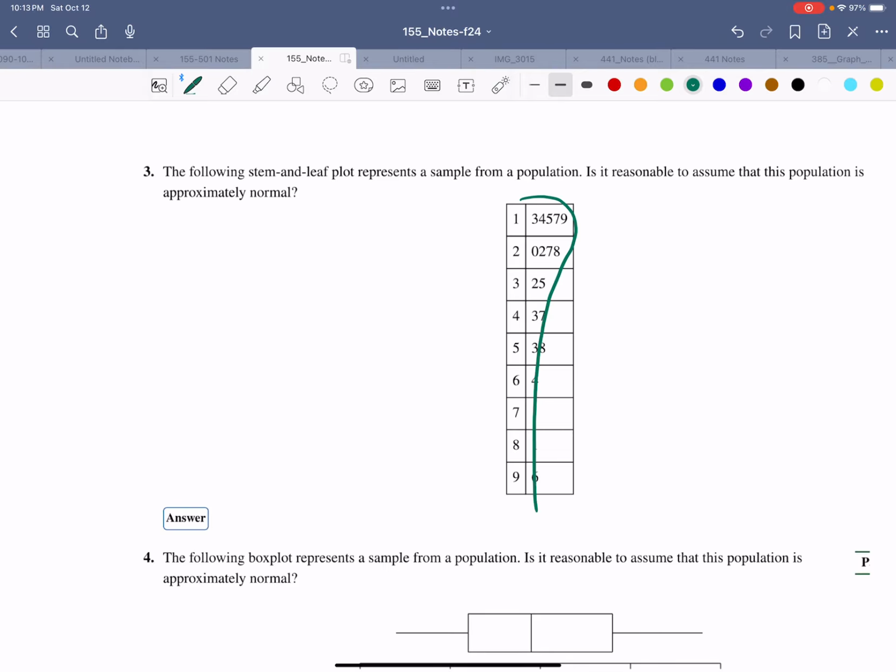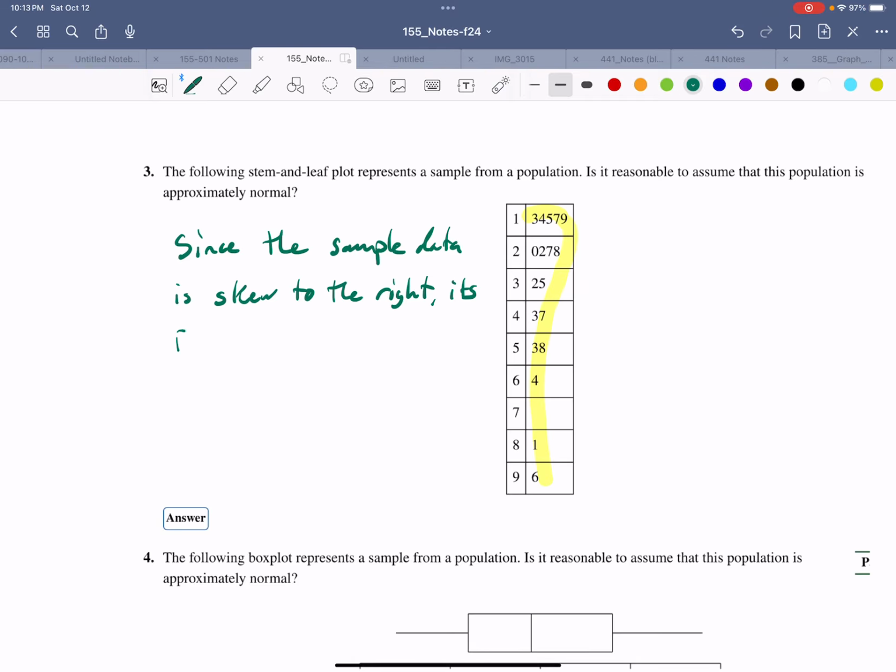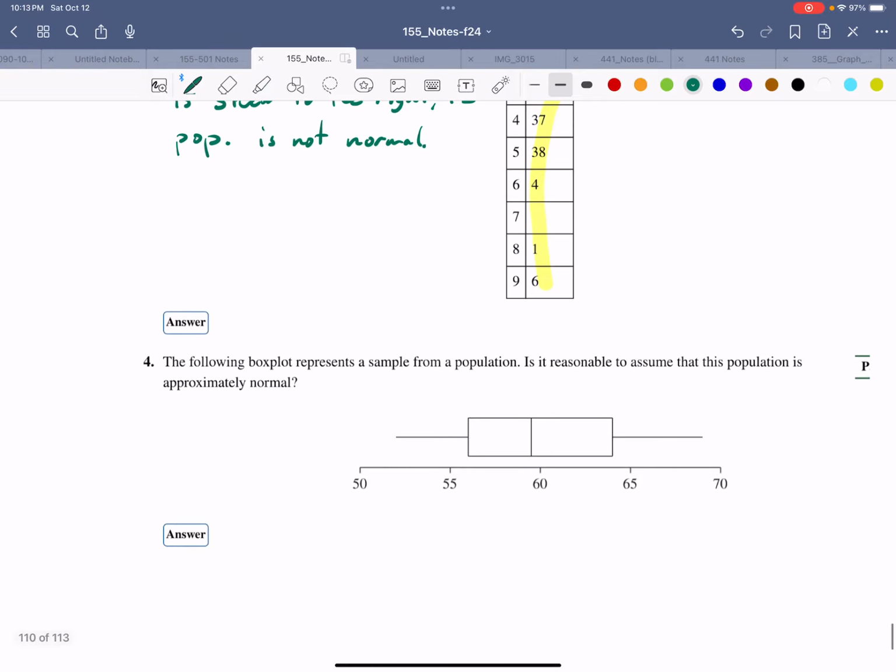That's skew. Maybe we'll use a highlighter. That's skewness, right? So since the sample data is skewed to the right, its population is not normal. Okay. Now, let's see what happens here with box plots.